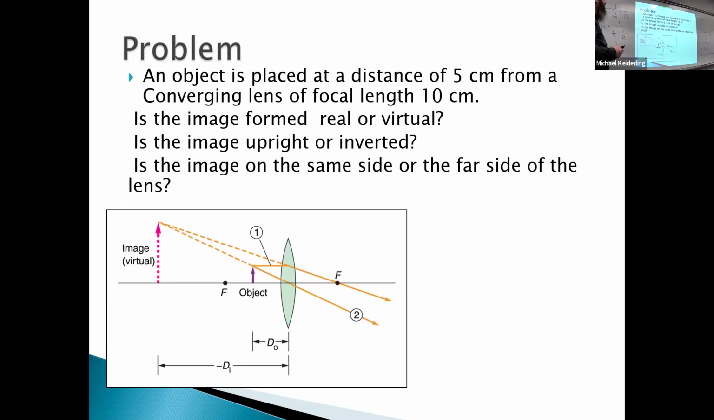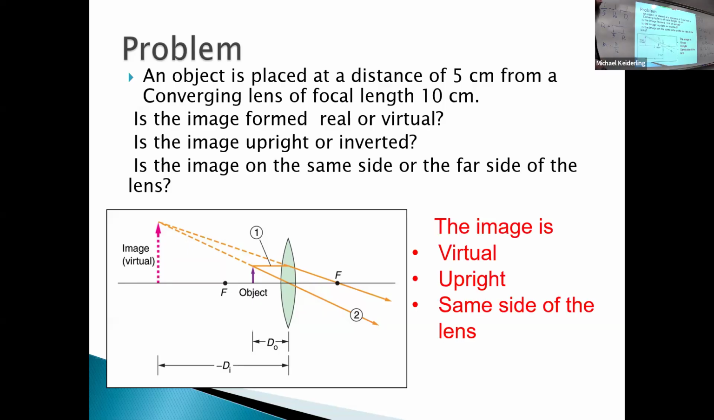Here we have an object at a distance of 5 centimeters from a converging lens of focal length 10 centimeters. Is the image formed real or virtual? Is the image upright or inverted? And is the image on the same side or the far side of the lens? So here, as you can see, the image is virtual, on the same side of the lens as the object, and upright. Virtual, upright, same side of the lens.